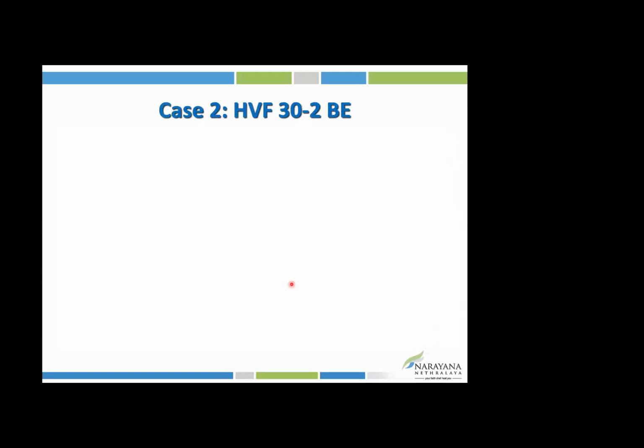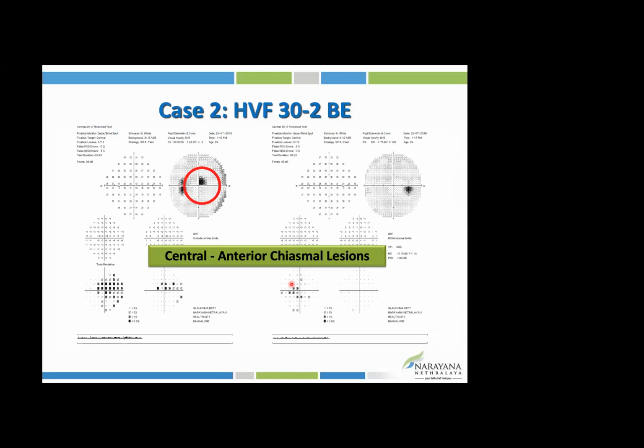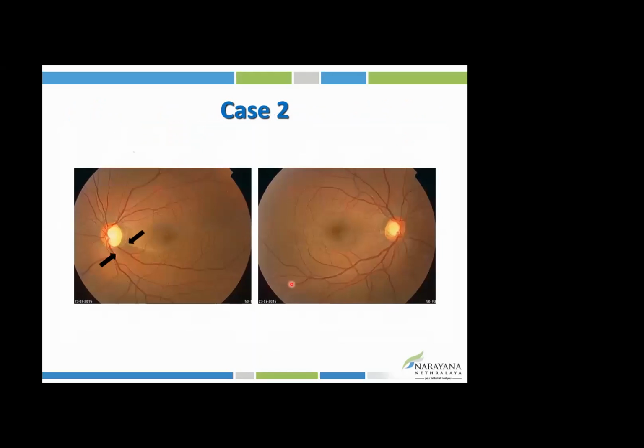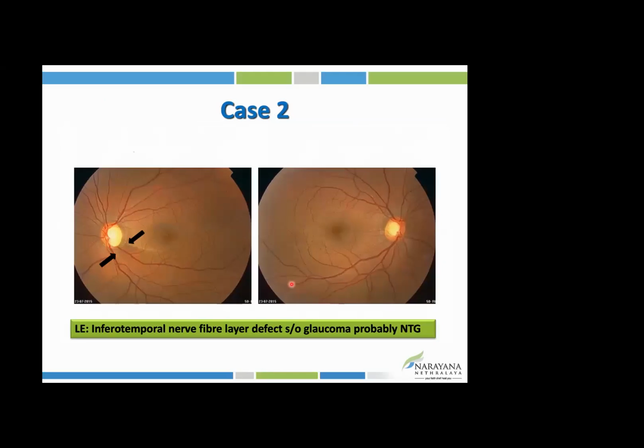Then going on to case 2, where we had a central anterior chiasmal lesion involving only one eye. What we realize is because it's an anterior chiasmal, we have to go back and re-explore the optic nerve. So this eye, which had a left eye superonasal central defect, we have to look at the fundus for anything which is inferotemporal. And then if you look carefully, you will notice that there is basically a nerve fiber layer defect. So this eye had an inferotemporal nerve fiber layer defect suggestive of glaucoma. And since this patient had normal IOPs, this patient was probably an NTG.